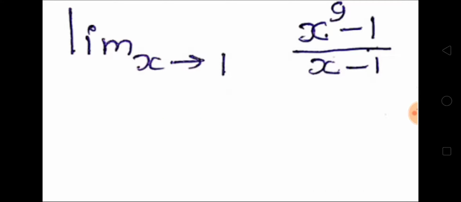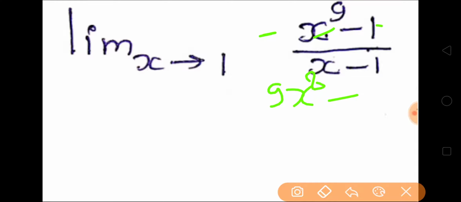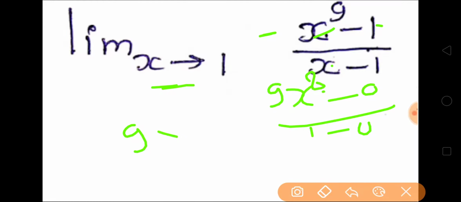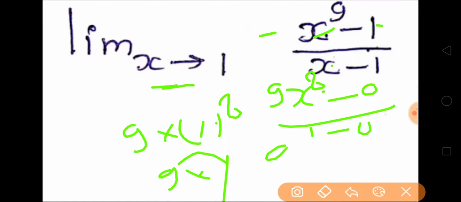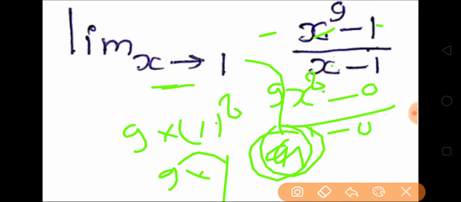So you have to use L'Hopital's rule in this function. Using L'Hopital's rule, the differentiation of x to the power 9 is 9x to the power 8, and the differentiation of 1 is 0, and the denominator is 1 minus 0. So now you can use x tends to 1 in this function. So that is 9 multiplied by 1 to the power 8, and 1 to the power 8 means 1. So 9 ones are 9. So the answer of this function will be 9.